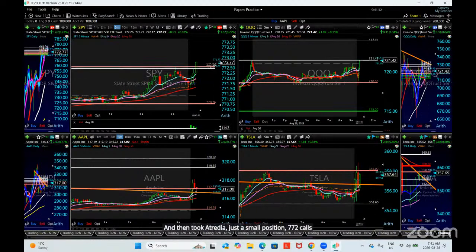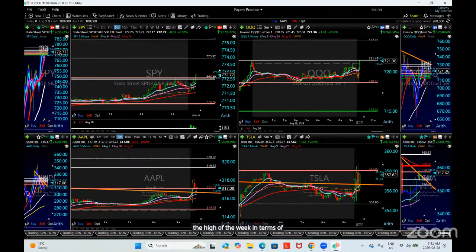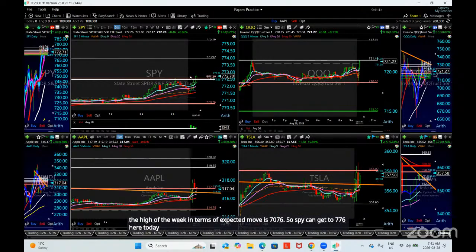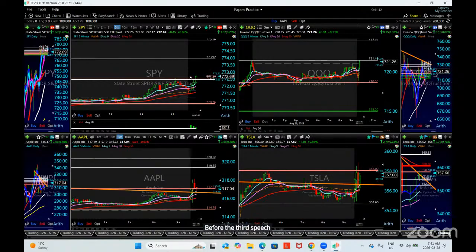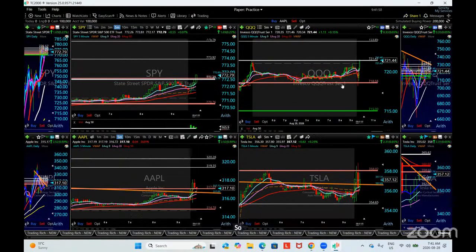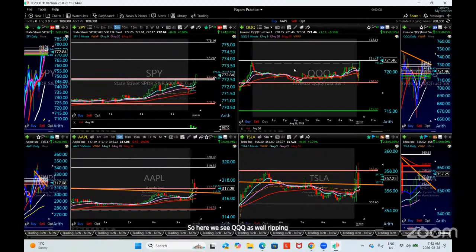The high of the week in terms of expected move is 776. So SPY can get to 776 here today before the Fed chair speech. These are small positions because on days like this it's not going to move. It can just move and stall, move and stall, and wait for the Fed chair's speech. Here we see QQQ as well ripping. So I'm in those 772 calls.